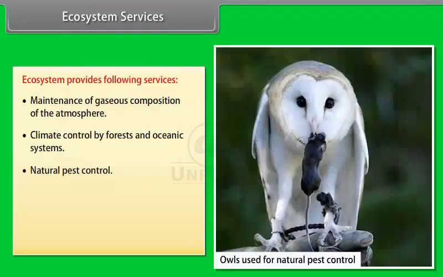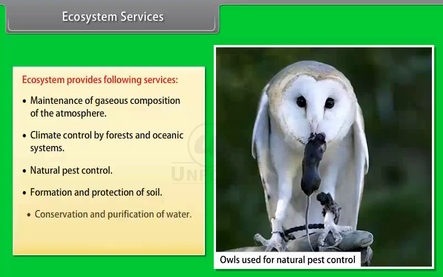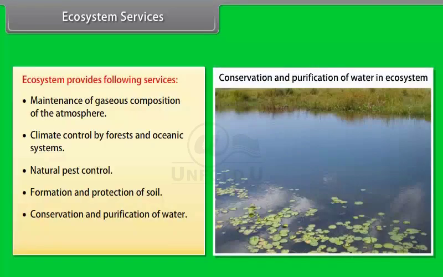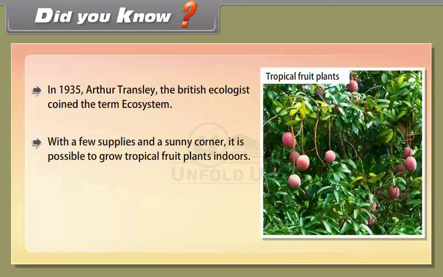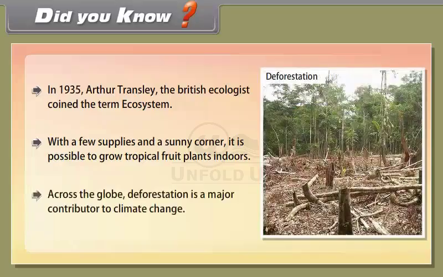Ecosystem services. Ecosystem provides following services: maintenance of gaseous composition of the atmosphere, climate control by forests and oceanic systems, natural pest control, formation and protection of soil, conservation and purification of water, nutrient cycling, etc. Did you know? In 1935, Arthur Tansley, the British ecologist, coined the term ecosystem. With a few supplies and a sunny corner, it is possible to grow tropical fruit plants indoors. Across the globe, deforestation is a major contributor to climate change.